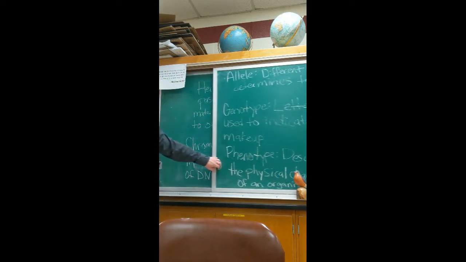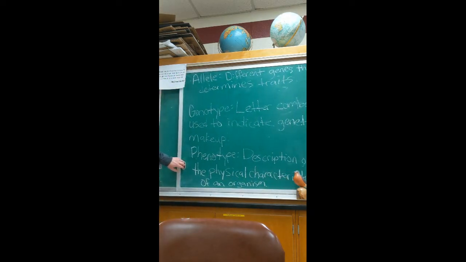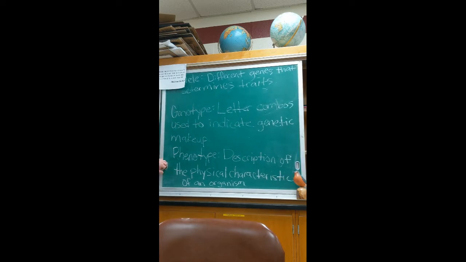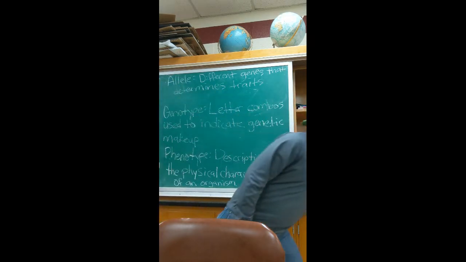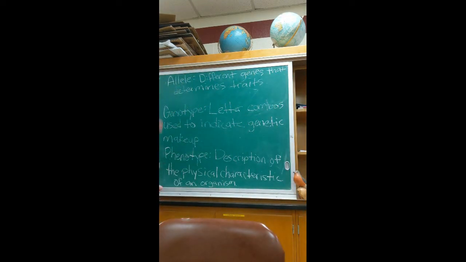Other heredity topics that we had covered: alleles. Alleles are different genes that determine the traits of whatever we are going to work on. So alleles really are shown in the chromosomes. Every chromosome is going to contain some sort of allele information for almost everything that is you. You might have an allele for blue eyes and brown eyes, but then the brown eyes will overtake because that's a dominant trait. We'll get there in a second.